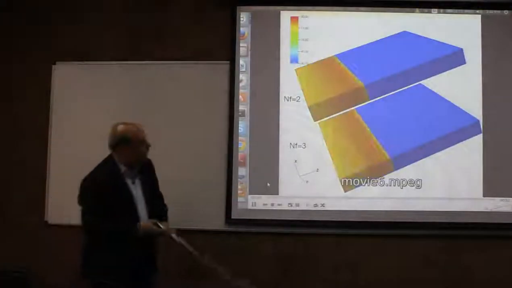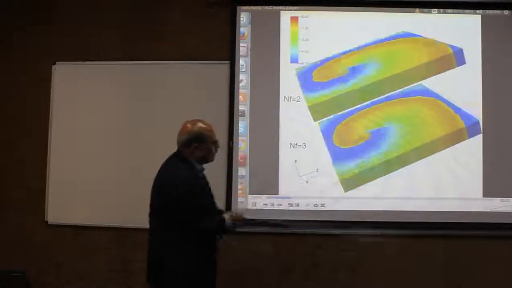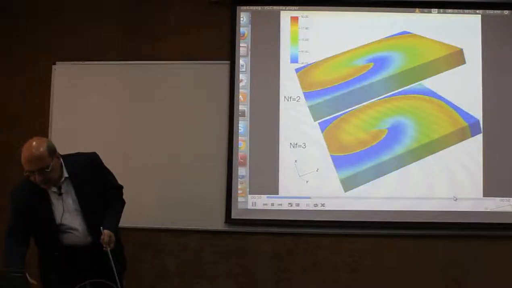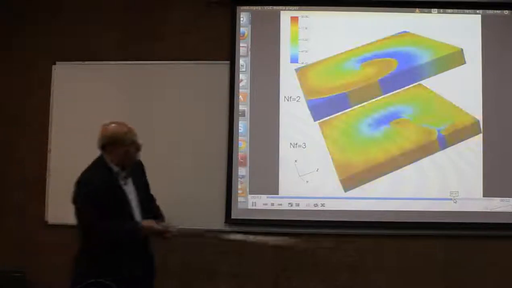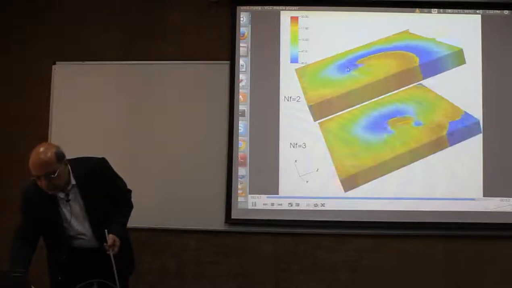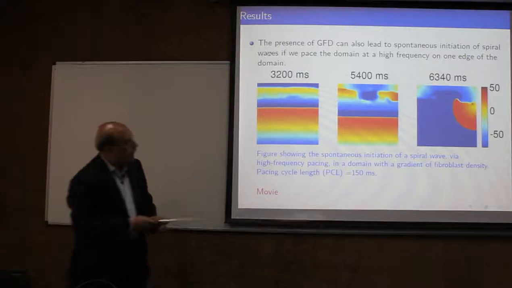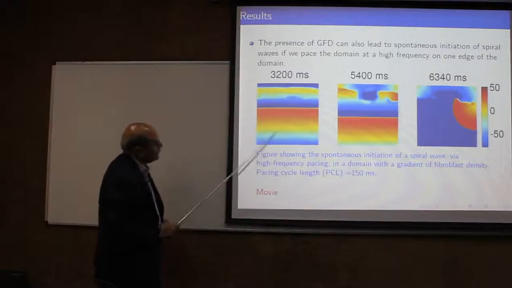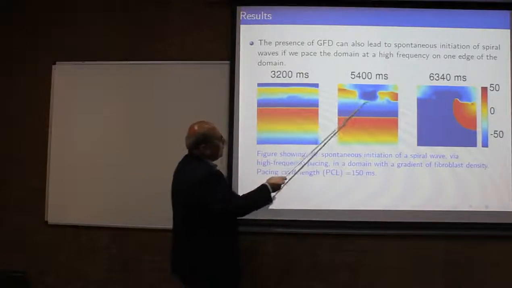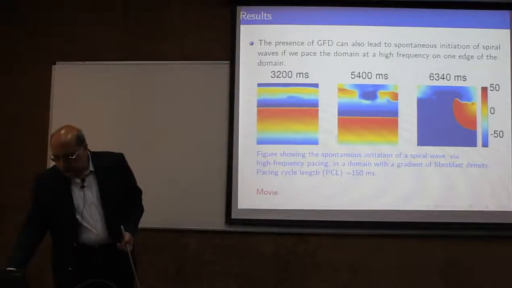I show you a simulation from 3 dimensions, and you will see that this one breaks because there are more fibroblasts to which the myocytes are coupled. You see that here the wave is breaking again in the low omega region of the simulation. Similar breakup occurs if we pace the simulation domain at one end. Again, with enough pacing, the waves break in the low omega region of the simulation domain.